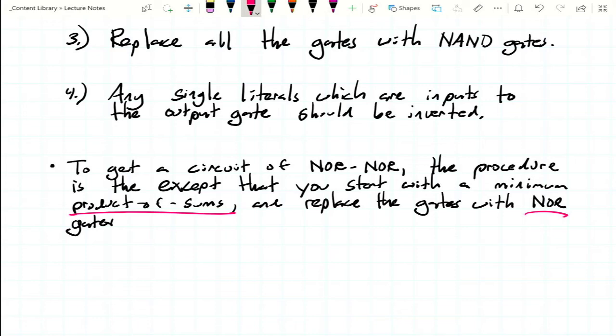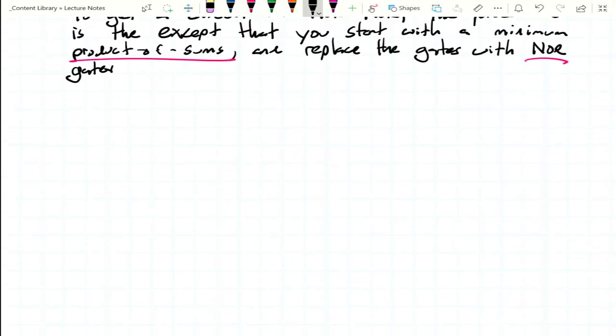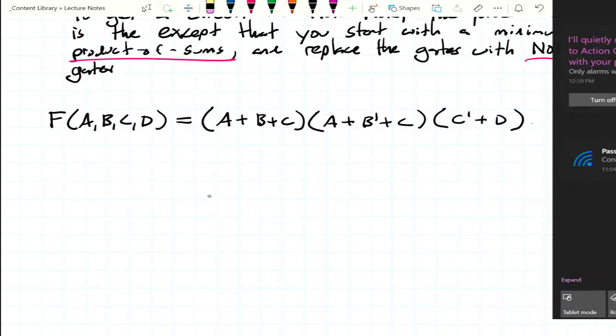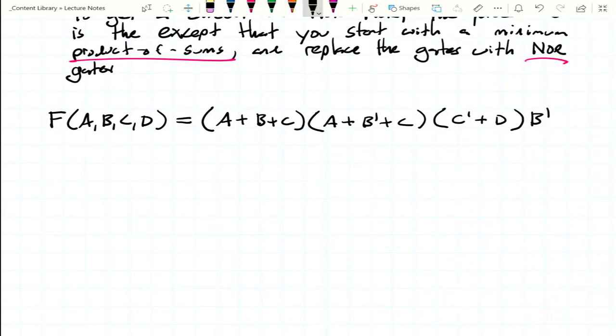All right, let's say that we've got this. F is a function of A, B, C, and D, and is equal to now a product of sums expression: A or B or C, A or B prime or C, C prime or D, and let's do B prime, just for fun. B prime.